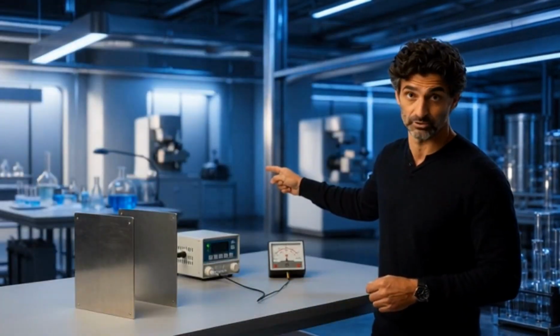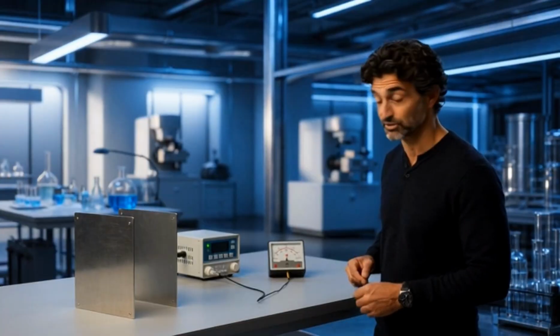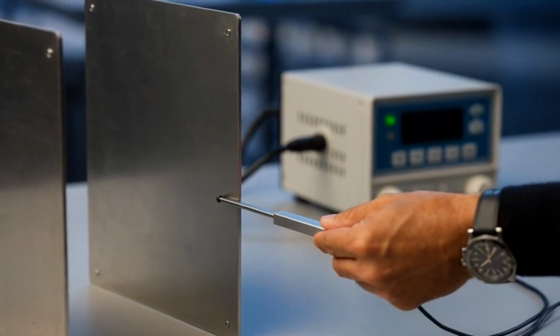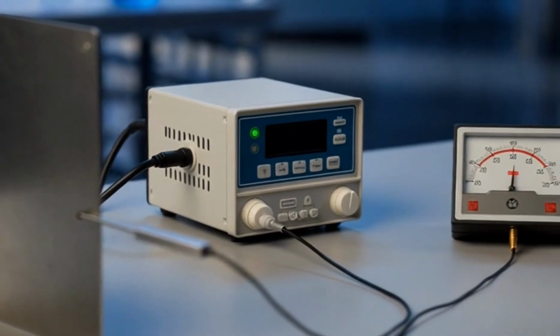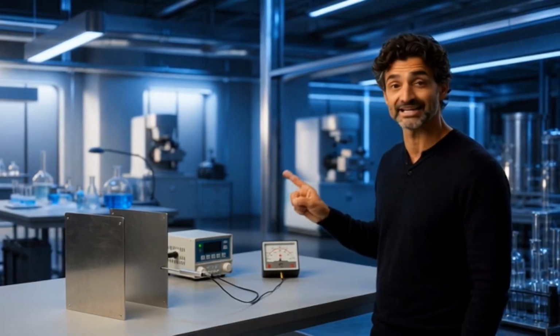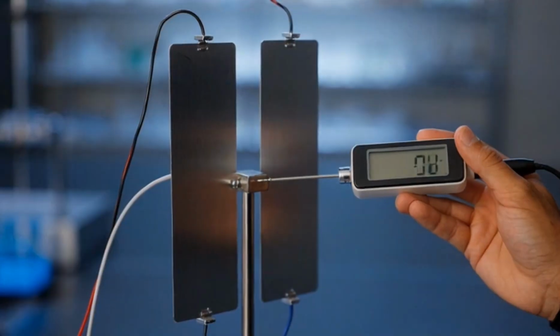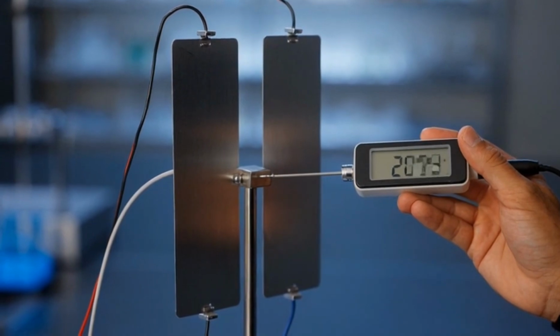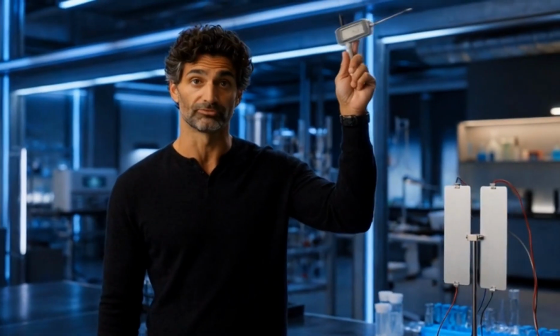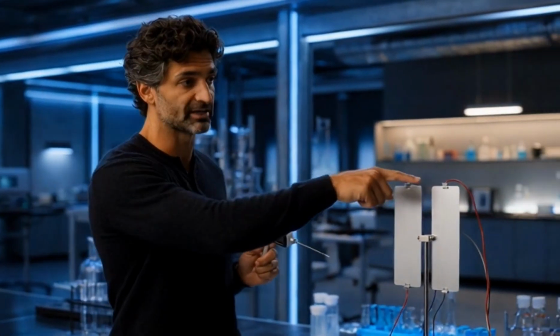Here is a capacitor. I place a magnetic field detector, a Hall probe, between the plates. With no current flowing, the meter reads 0, no magnetic field. Now I turn on the power supply. The capacitor charges. Watch the meter: a magnetic field appears between the plates, but there is no current flowing across the gap. So what is creating this magnetic field?